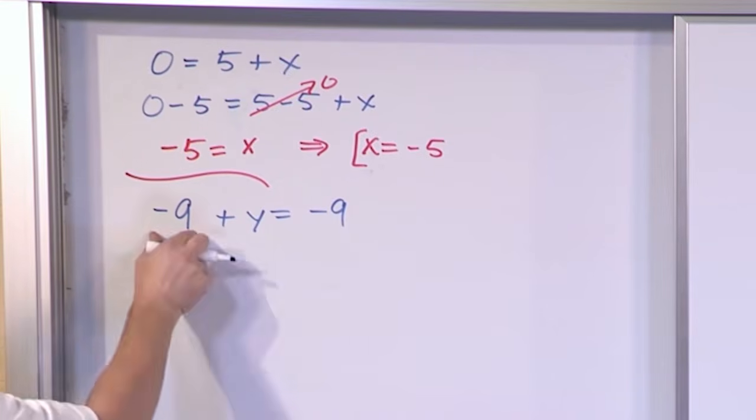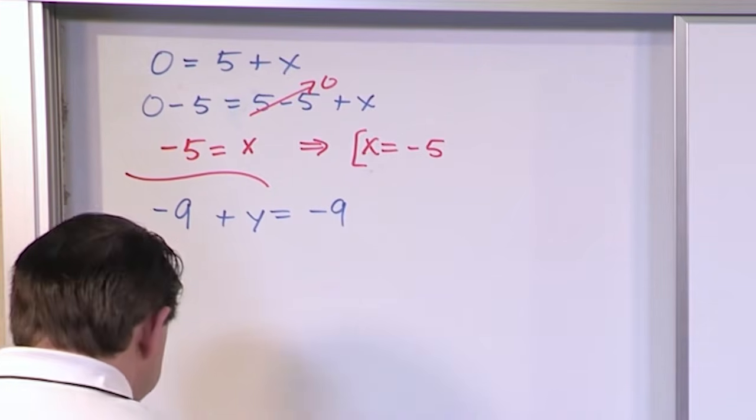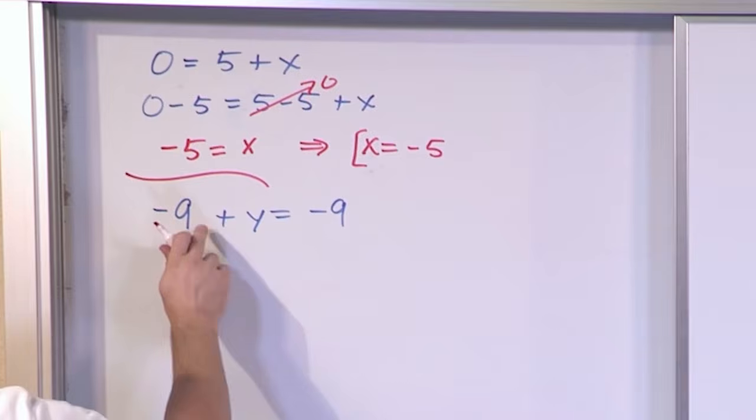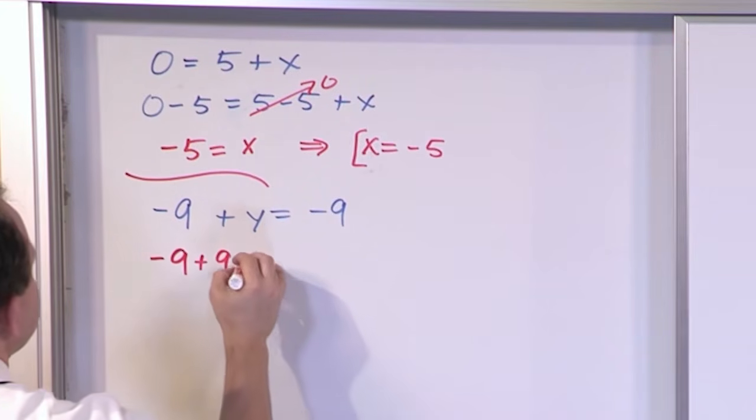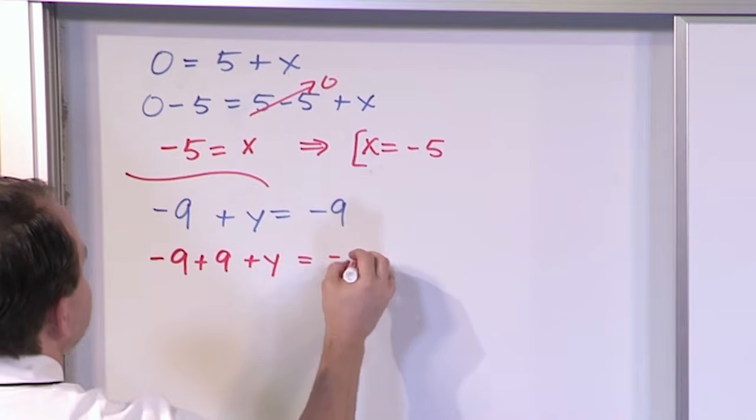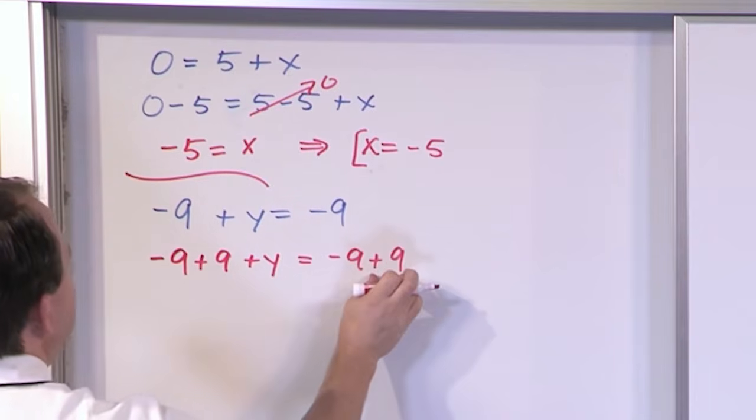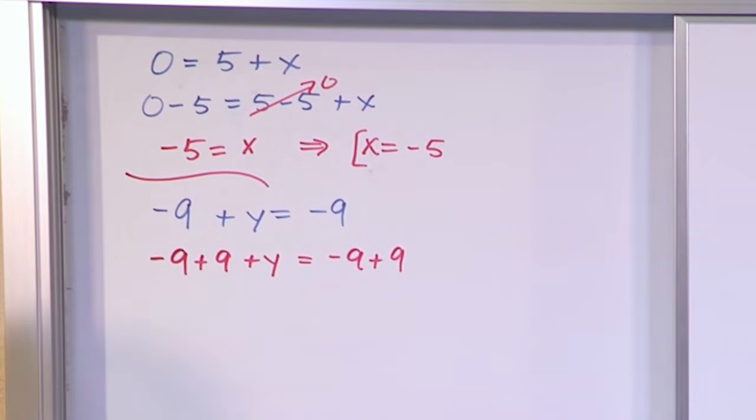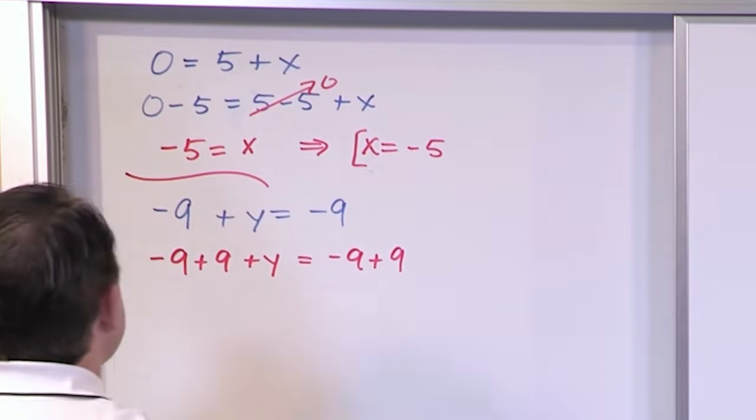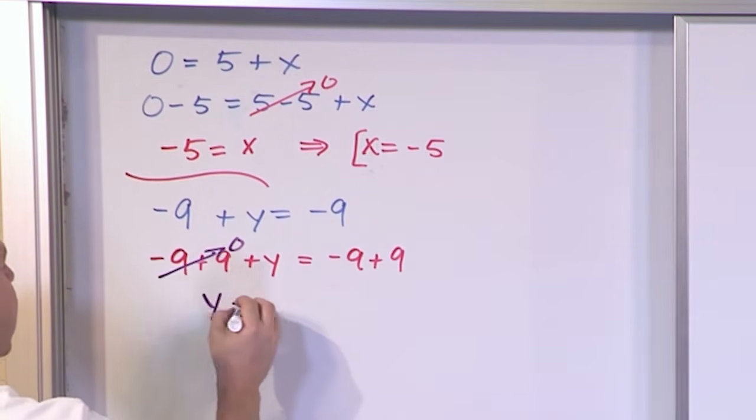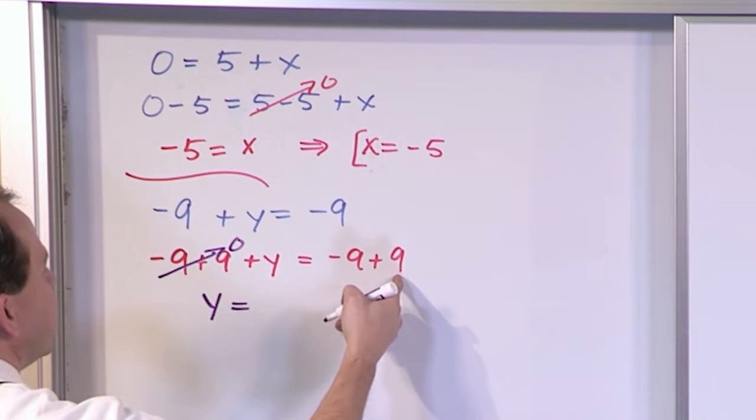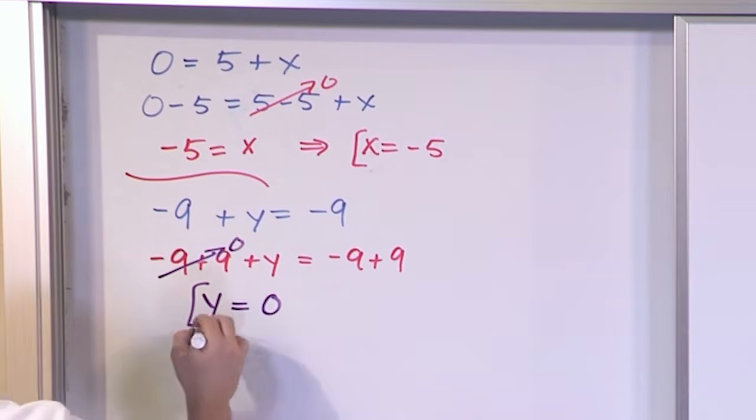Well, here I have a negative 9. So since it's negative, I need to do the opposite. I'm going to add 9 to both sides. So I have negative 9 plus 9 on the left, negative 9 plus 9 on the right. I add 9 to the right, add 9 to the left. That's the only way that it's valid. On the left, of course, this goes to 0, so I just have y. What is negative 9 plus 9? Well, that's just 0. So y is equal to 0.